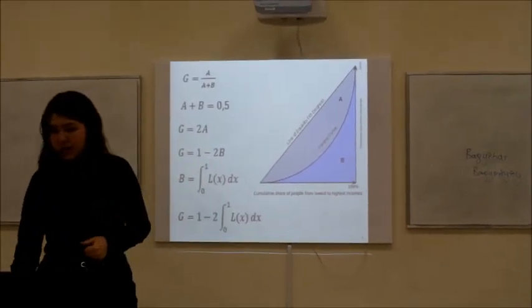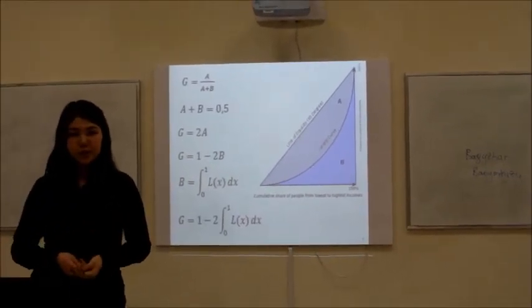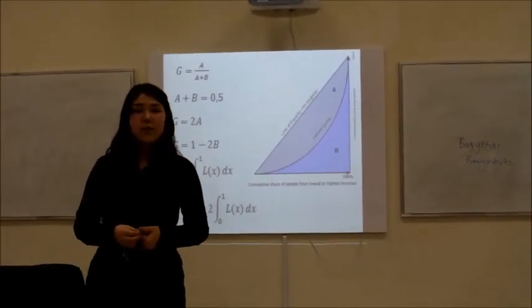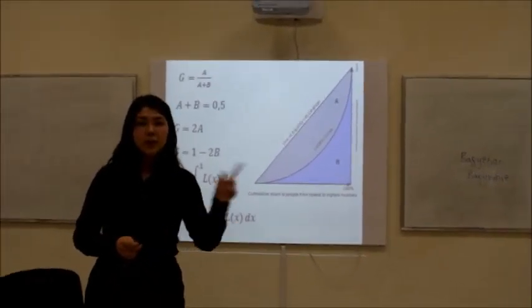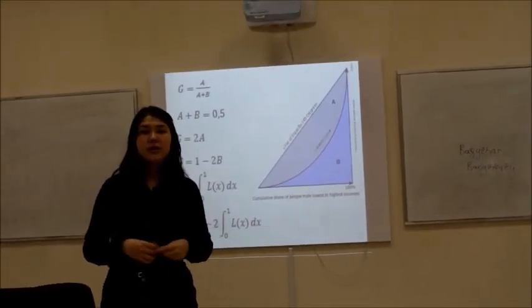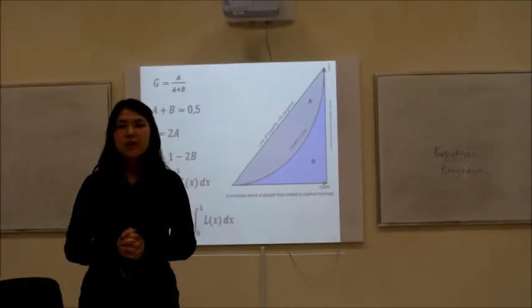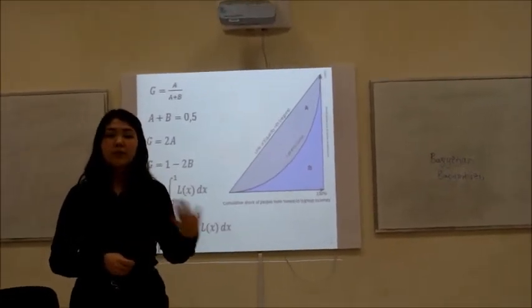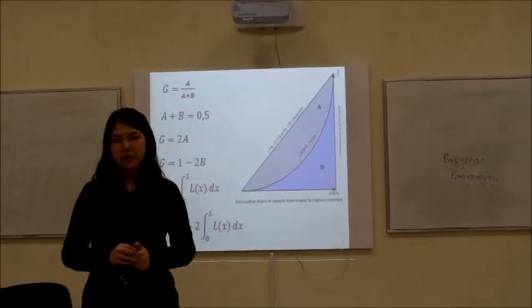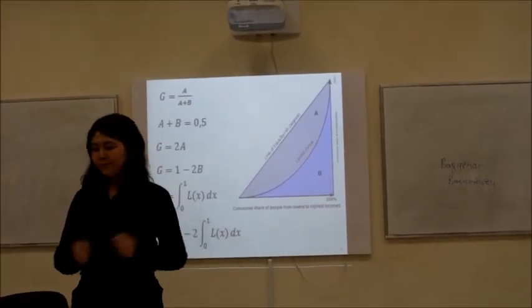And the increase of the Gini index shows that the society becomes closer to a totalitarian one, meaning that in society one person receives all the money. However, the decrease in the Gini index shows that the society becomes closer to an egalitarian one, where everybody gets the same amount of money, which is equality.